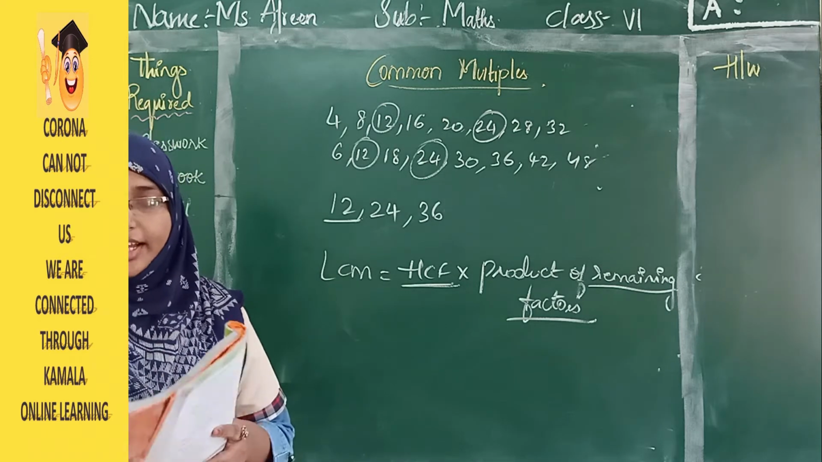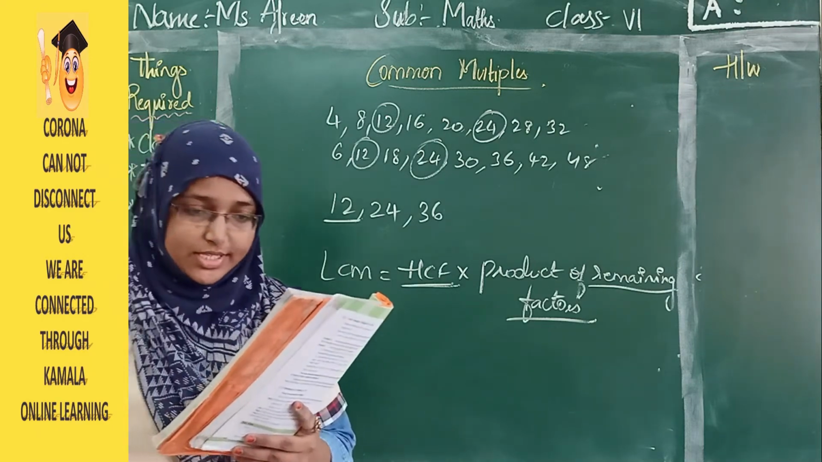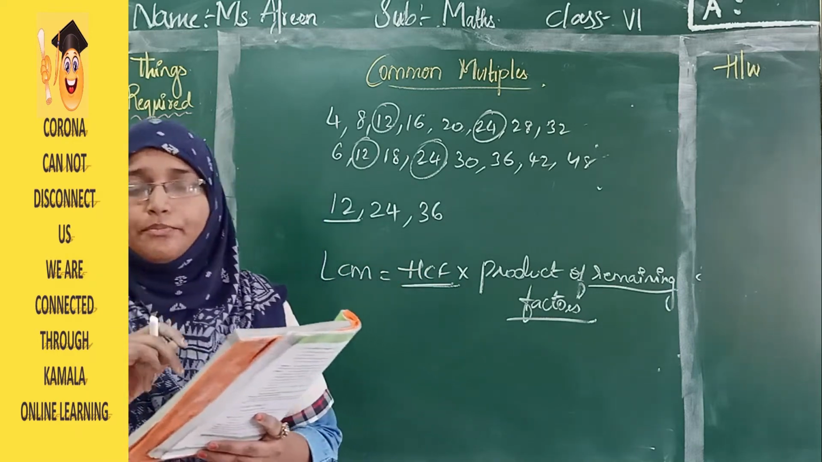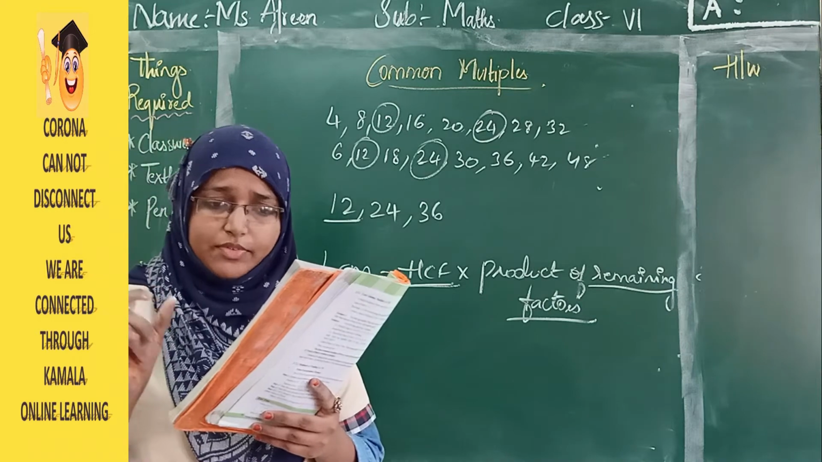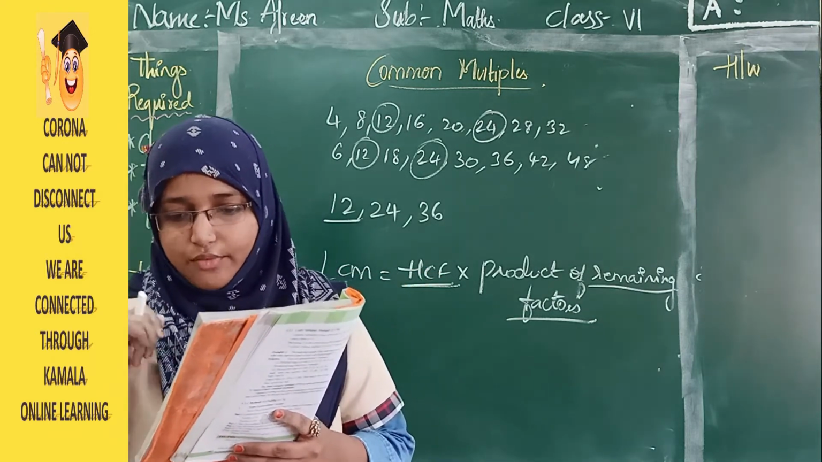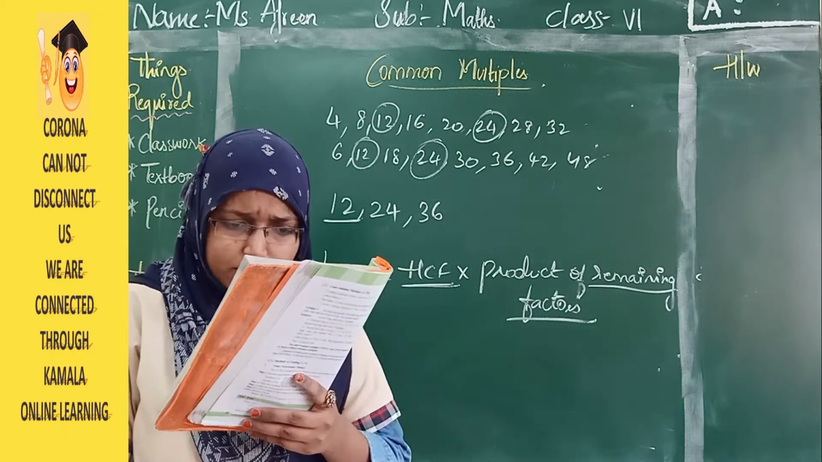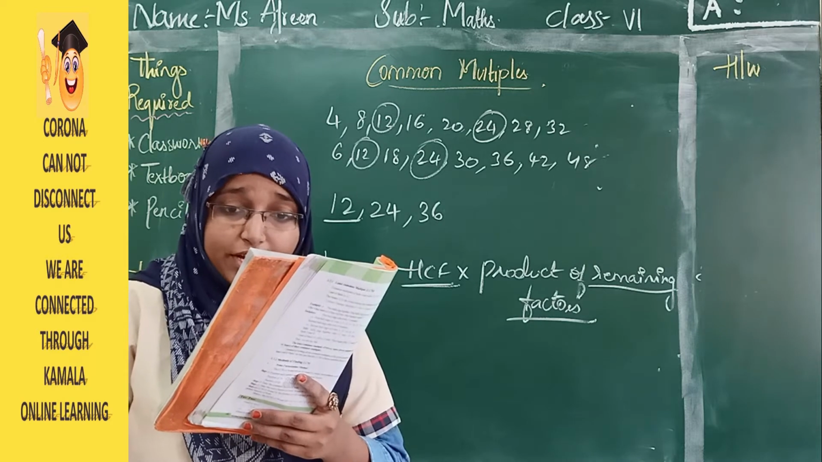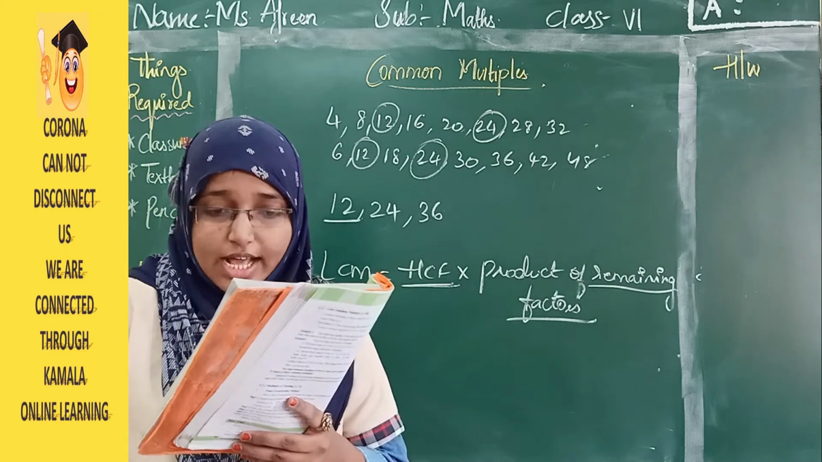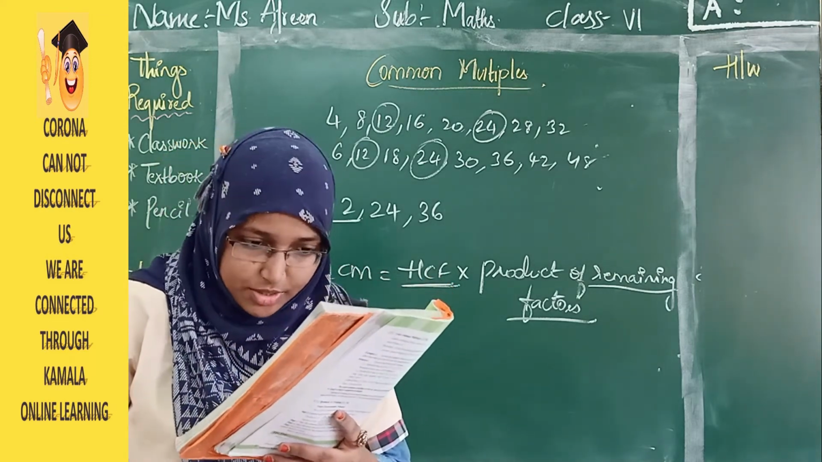But in your division method, we will combine two numbers and divide them at a time with the same divisor. See here, for 24 and 90, we made the division in the same column. 2 12s are 24, 2 45s are 90, 3 4s are 12, 4 15s are 60, and so on. So what is the LCM of 24 and 90? When you multiply 2 into 3 into 4 into 15, the answer is 360. That is the LCM by using the division method.